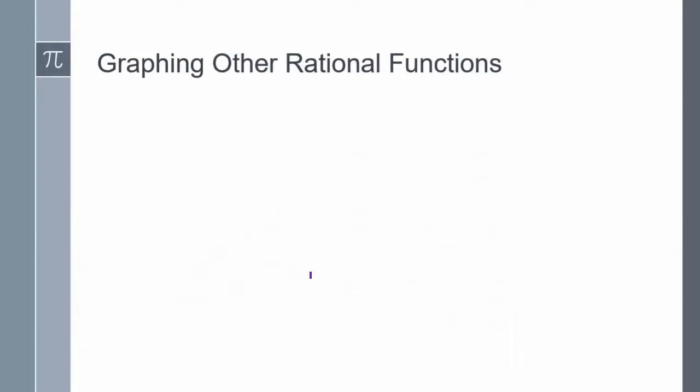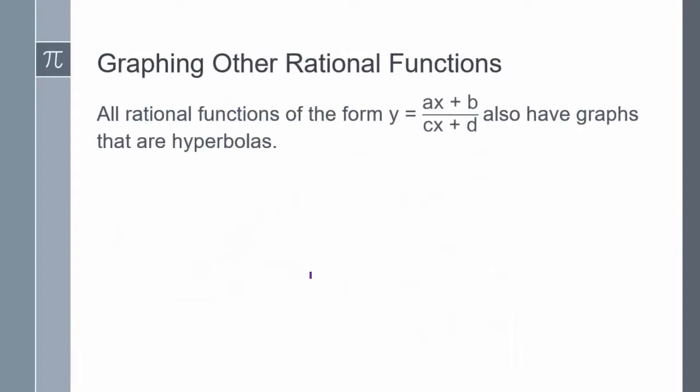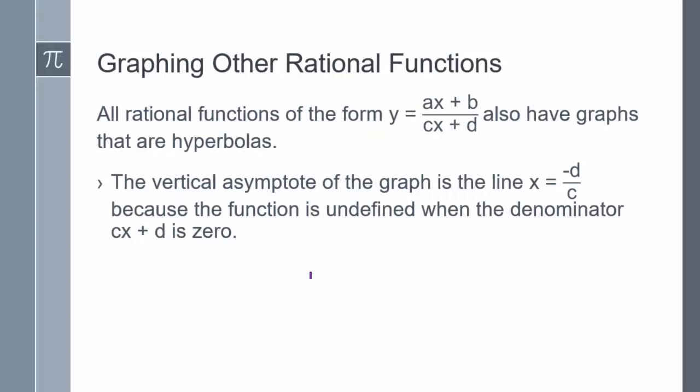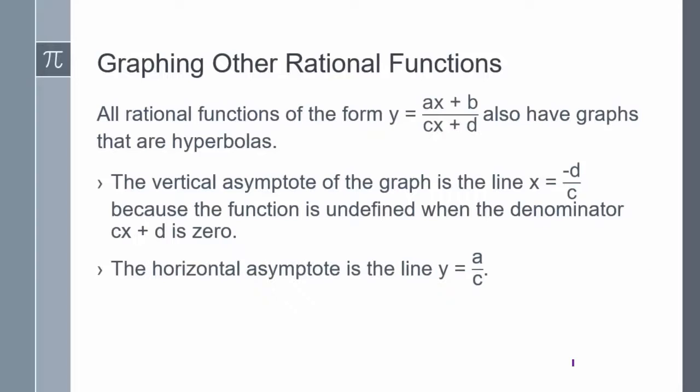Graphing other rational functions. If a function is not given to us in vertex form or HK form, then there are other ways that you can graph it to find the horizontal and vertical asymptote. So if we are given a function in the form y equals ax plus b divided by cx plus d, you can find the vertical asymptote at the line x equals negative d divided by c, because the function is undefined when the denominator cx plus d is 0. The horizontal asymptote is the line y equals a over c.